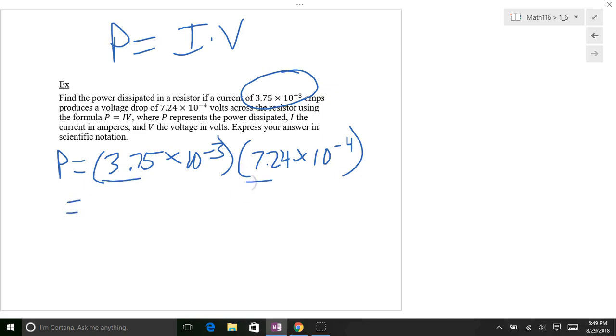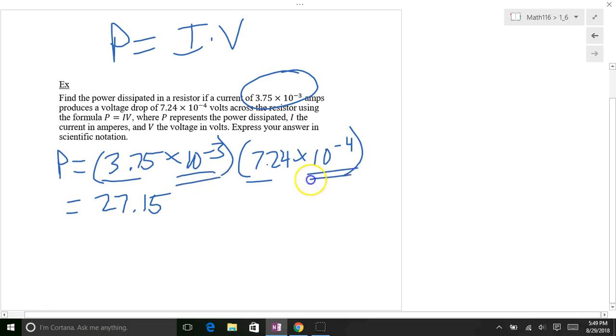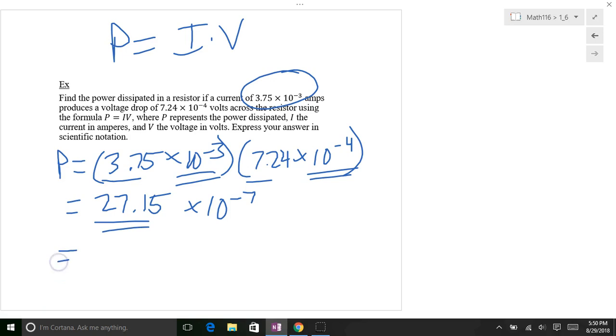So I'm going to go 3.75 times 7.24, and I get 27.15. And then I have 10 to the negative 3 times 10 to the negative 4. So add up those exponents. 10 to the negative 7, negative 3 plus negative 4 is negative 7. But this is too big, right? I have to be less than 10, greater than or equal to 1 on that. So I'm going to move that left one. So this will be 2.715 times 10 to the 1.